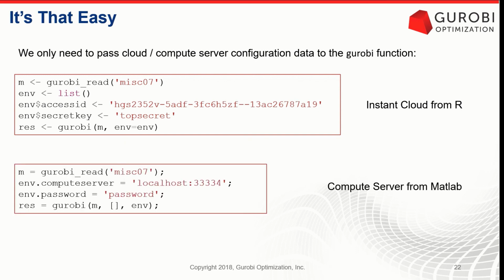Here's an example for using compute server from MATLAB. So here as well, we read in the model. We set up a struct that contains all the necessary information for using your local compute server on the network. So it's typically a URL and a password. And well, then we're good to go. We just put in the struct as a third argument to the Gurobi function. And the optimization is now carried out on the compute server.